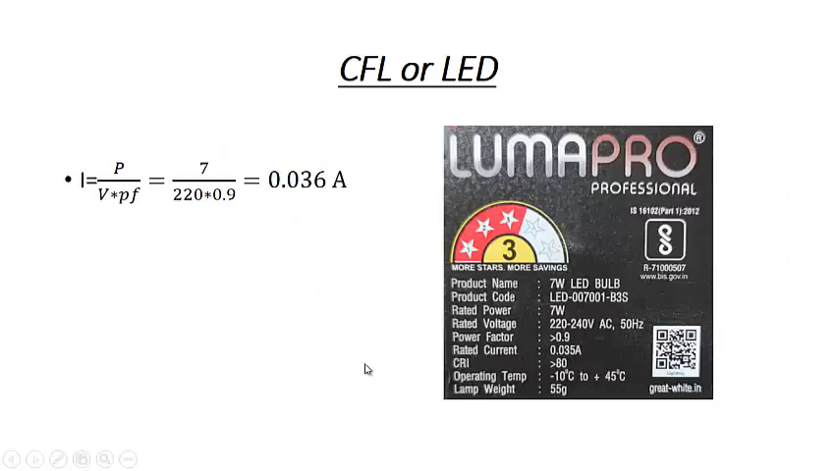Now CFL or LED. You can see we have a 7 watt LED, its voltage range is 220 to 240, and its power factor is greater than 0.9. We'll take this power factor to be 0.9. So when we use it, we get the value of current to be 0.036. It's also given that the rated current is 0.035. It is close to what we have calculated.